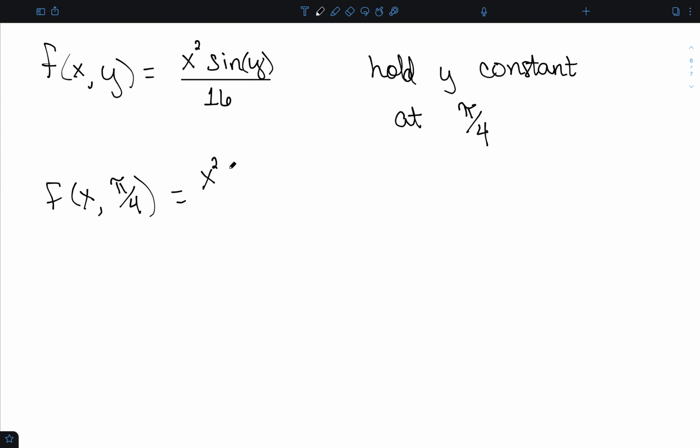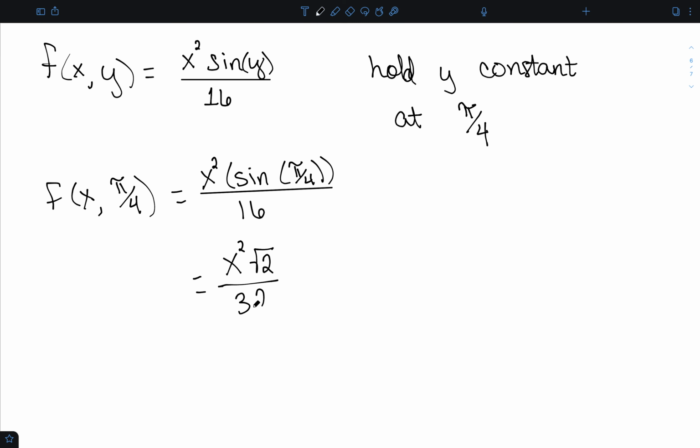This will look at x squared times sine of pi over 4 over 16, or x squared times the square root of 2 over 32.